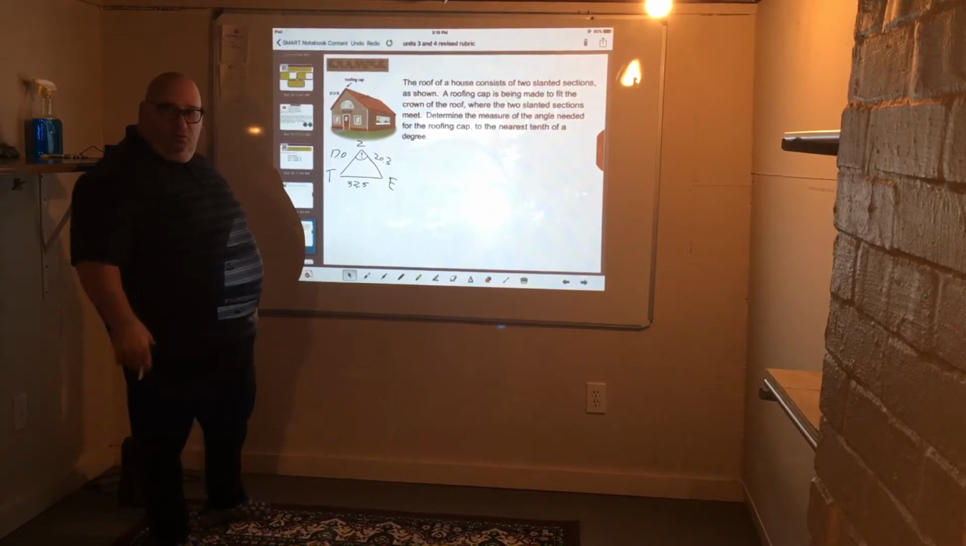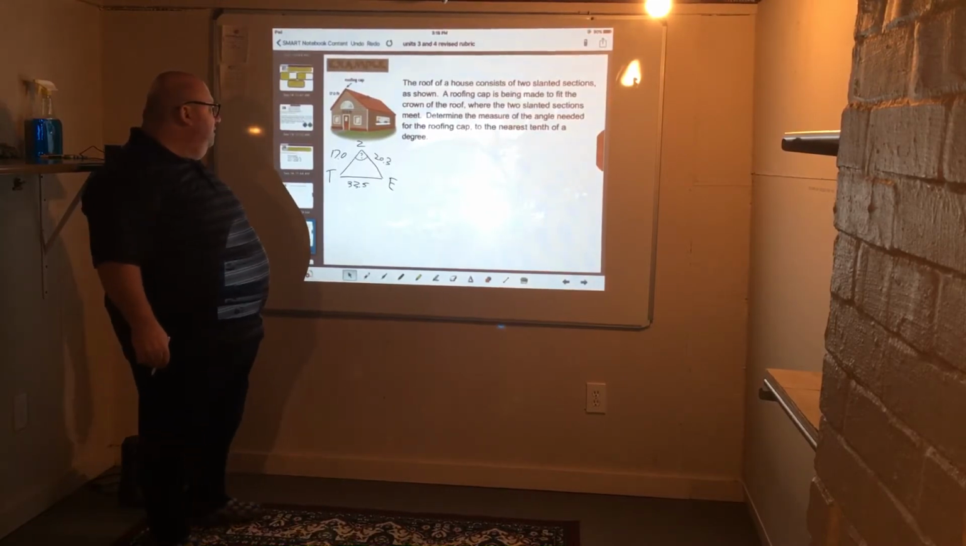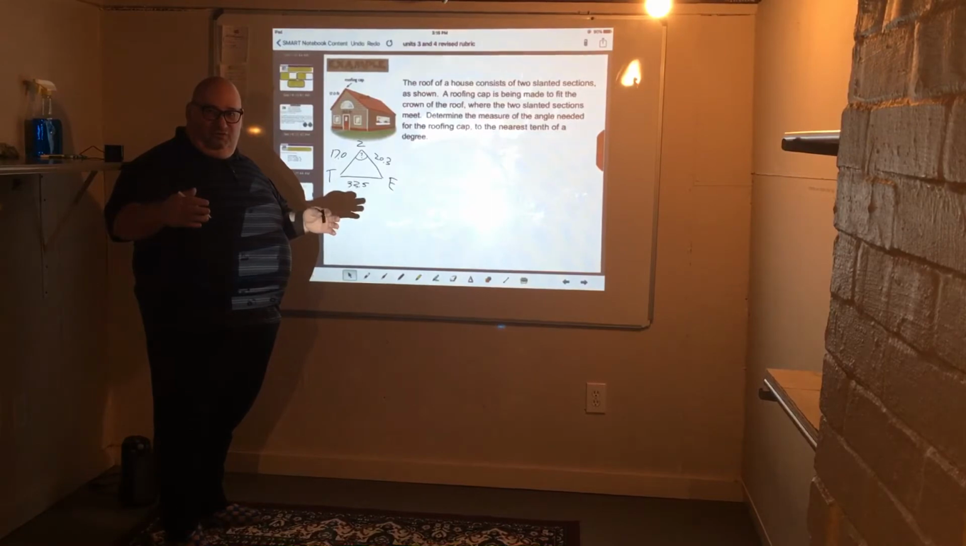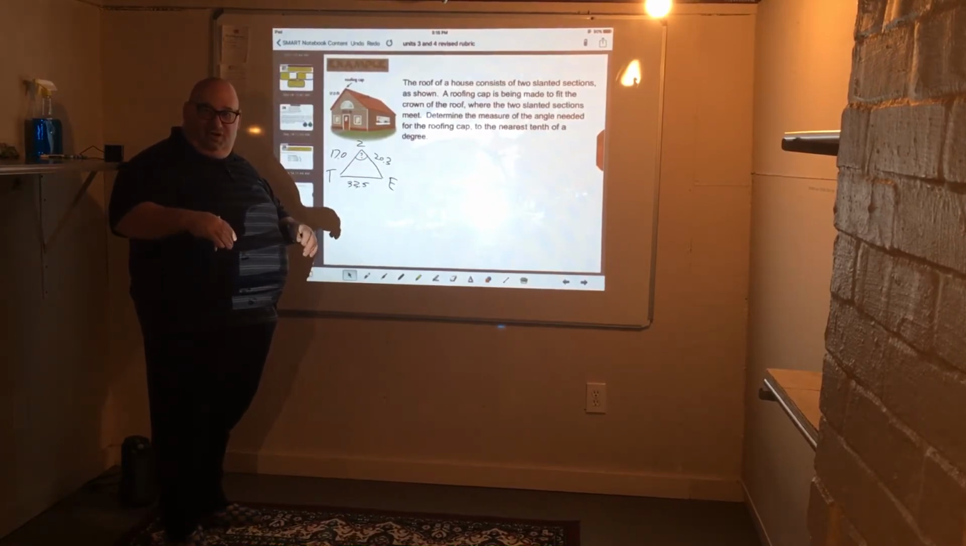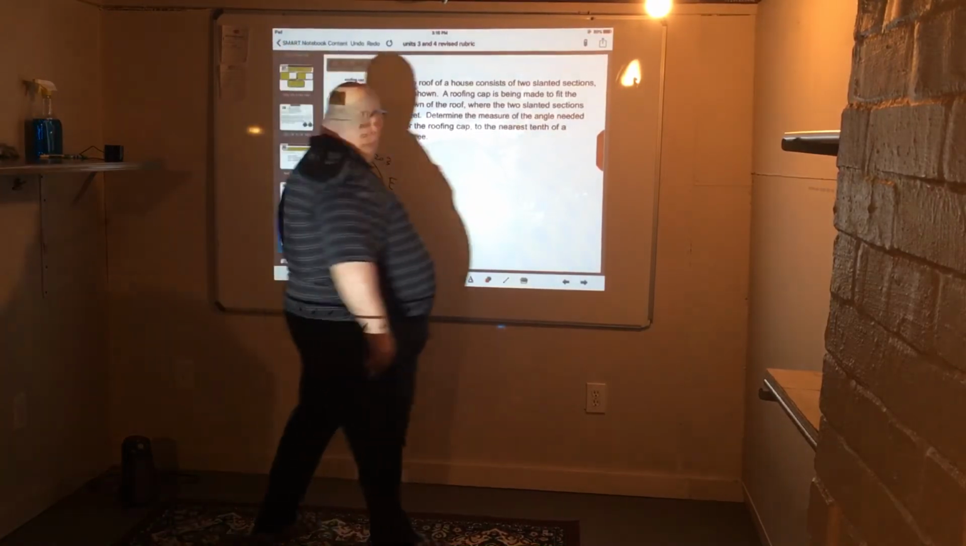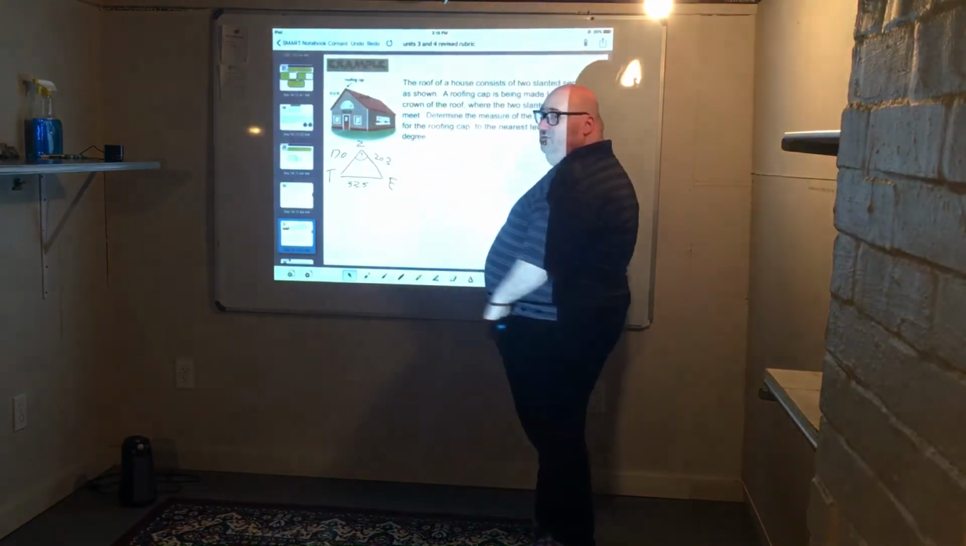So our law of cosines says that the side that we're trying to find is equal to the squares of the other two sides added together, minus 2 times those two sides, and the cosine of the angle across from the side that we have, the angle that we're trying to find. So in this case, we need to find angle Z.